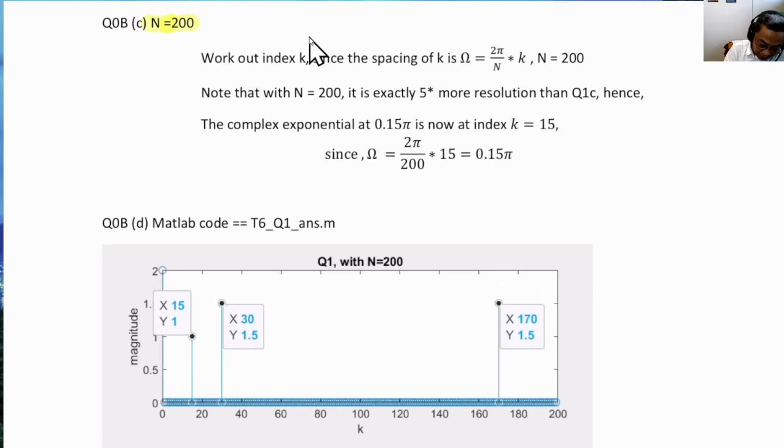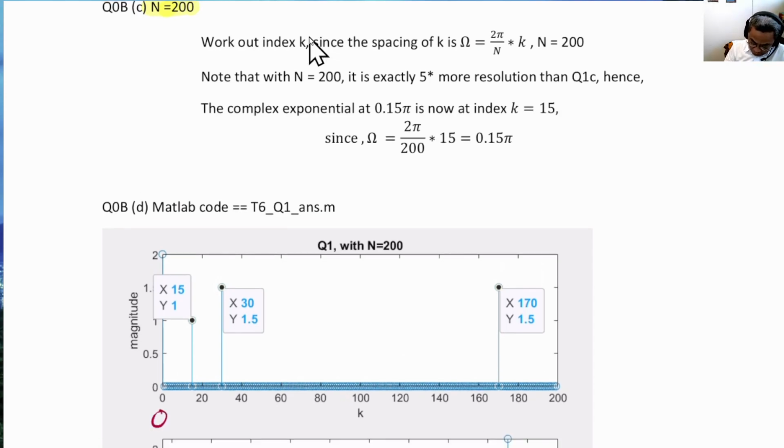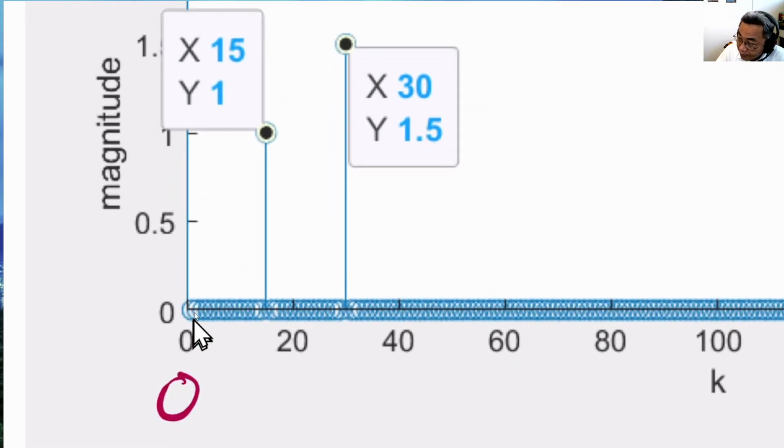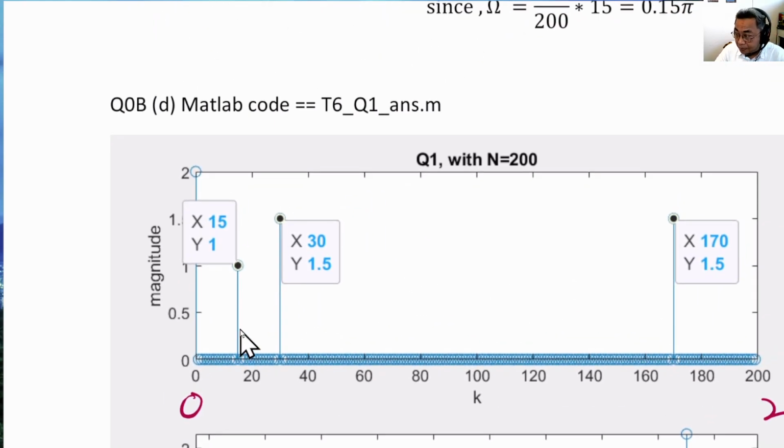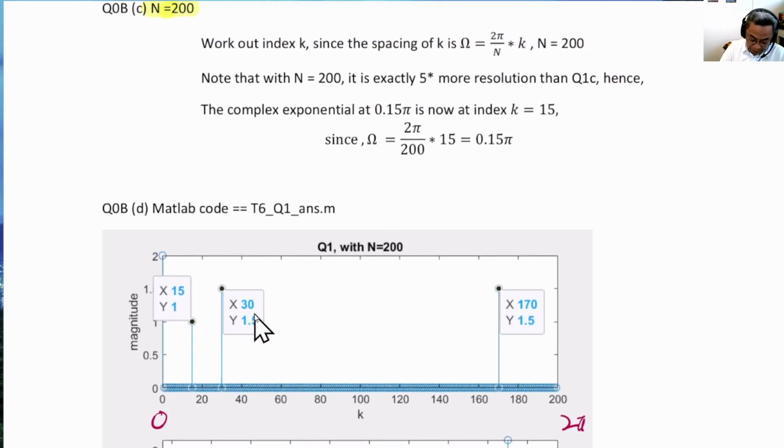What will happen? Basically, we're dividing 0 to 2 pi into 200 different small lines. So now you will see that we have many of these bins here. The question now is, where are the spectral lines for different Ck for this question? In our question, we have omega equals 0.15 pi. To reach 0.15 pi, you have to let k equal 15, because 2 pi over 200, which is 2 pi over N, times 15 is 0.15 pi.